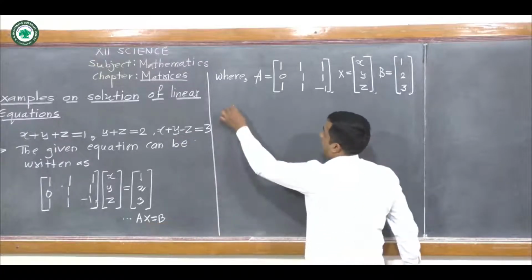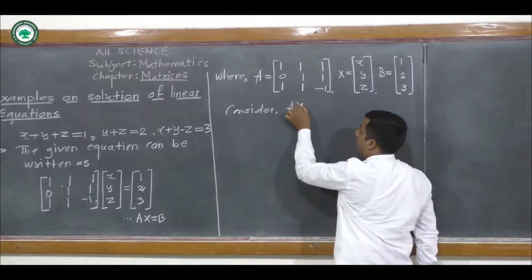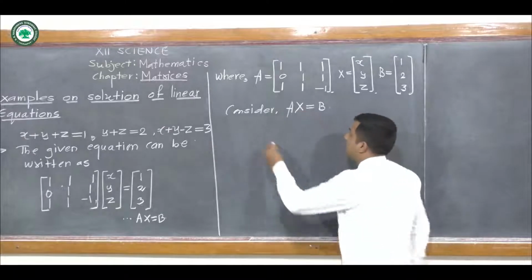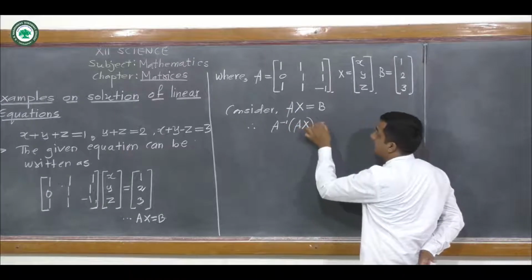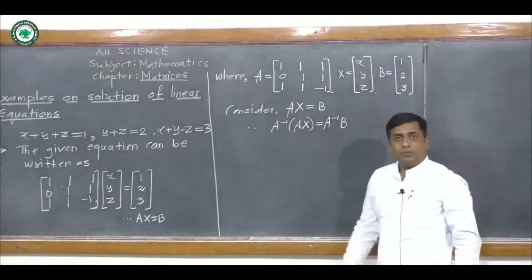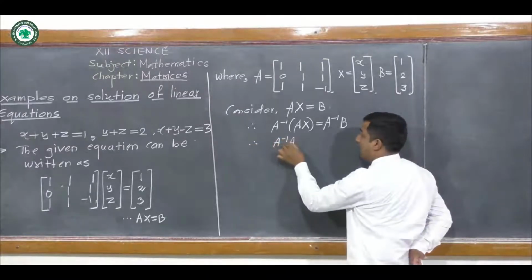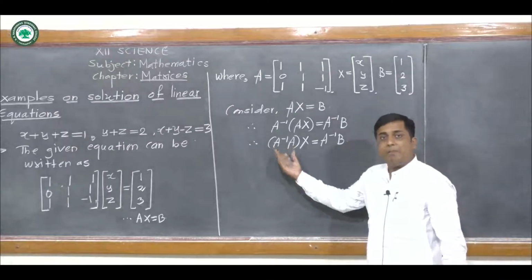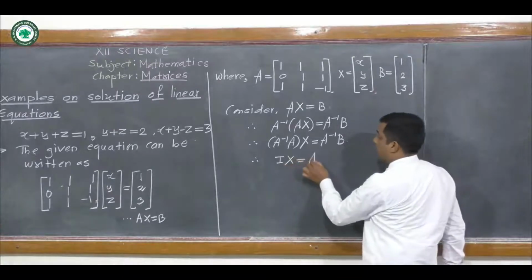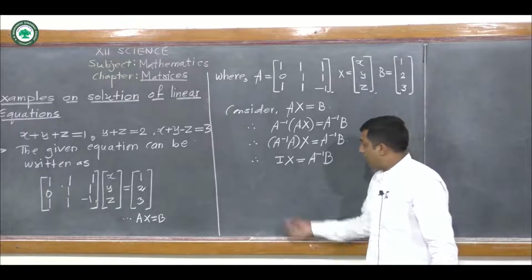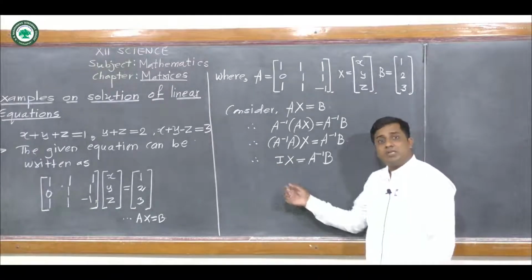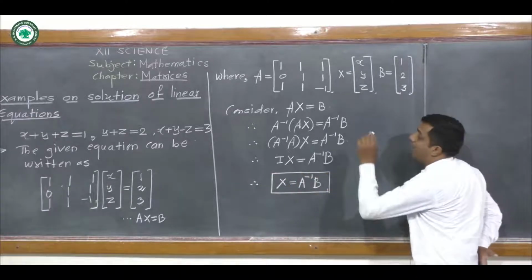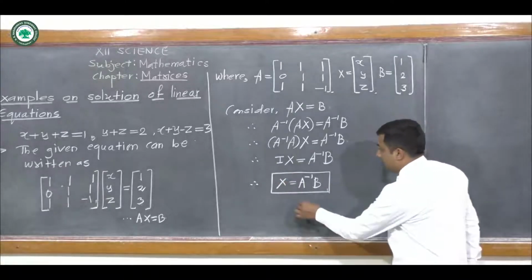We consider the given equation in the form AX is equal to B. Here we pre-multiply both sides by A inverse. So we get A inverse into AX is equal to A inverse into B. I write this as A inverse A into X is equal to A inverse B. Everyone knows A inverse A is the identity matrix, so I into X is equal to A inverse B. And we know the identity matrix times any matrix is the matrix itself, that is X. So X is equal to A inverse B, and by using this form we find the solution of the given equations. Let us consider this as 1.